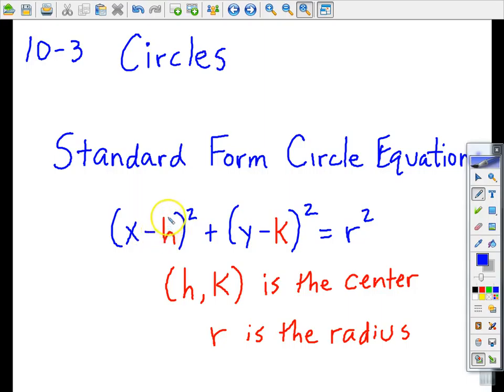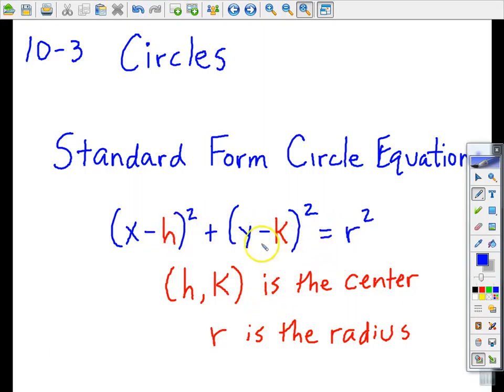So (x minus h) squared, and h represents the x coordinate of the center of the circle, plus (y minus k) squared, k represents the y coordinate of the center. Both of those quantities squared, as you can see. And that equals radius squared, where the number r, the radius, would be raised to the second power.